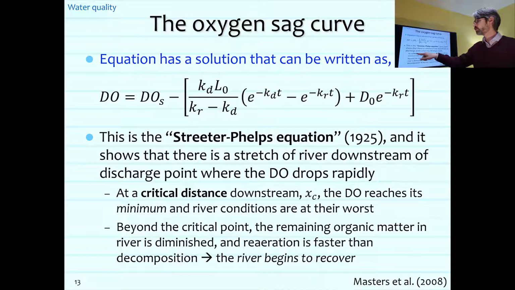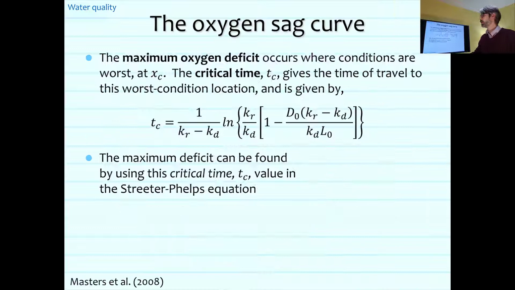And so at some critical distance downstream, which is called XC, the DO reaches its minimum and river conditions are at their worst. You saw that on the previous slide in the oxygen sag curve. So this critical distance is right at the very bottom of that curve. Beyond the critical point, the remaining organic matter in the river is diminished, and so reaeration is faster than decomposition and the river begins to recover.